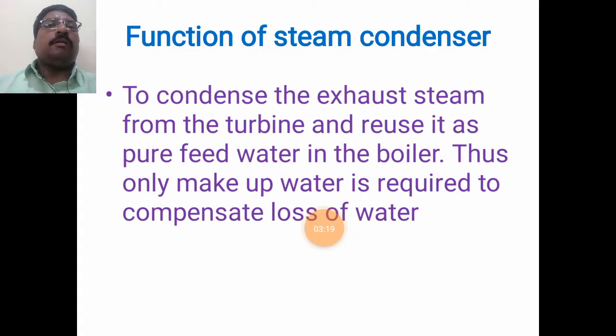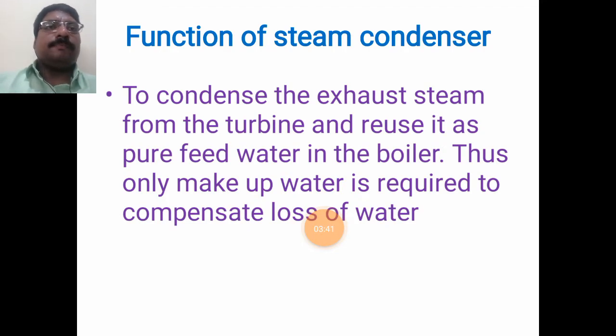So they condense the exhaust steam from the turbine and reuse it as pure feed water in the boiler. Only the makeup water is required to compensate the loss of water. That means whatever quantity of water has been lost during expansion, that quantity is supplied to the boiler. That is enough to run the plant.